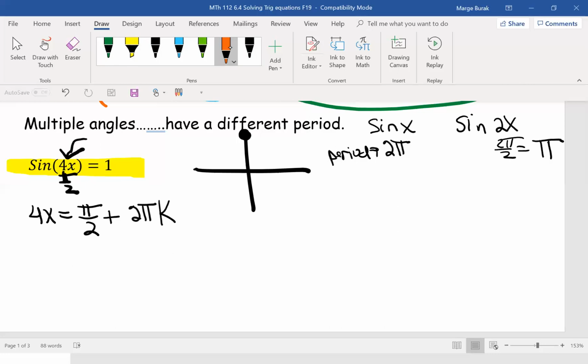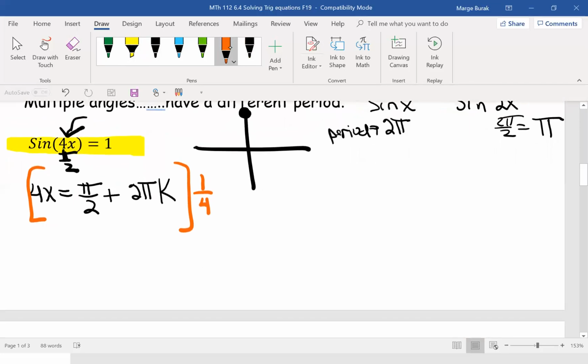So I'm going to divide everything by 4, or algebraically, timesing everything by 1/4 is the same as dividing by 4, but it'll help me with my fractions. So I'm going to times 1/4 by 4x. So I'm going to distribute this 1/4 to here, and to there. Okay, so what does that give me? 1/4 times 4x gives me my x. Yes, that's what I want.